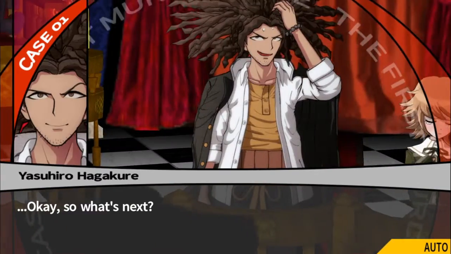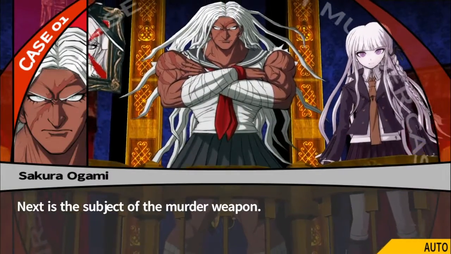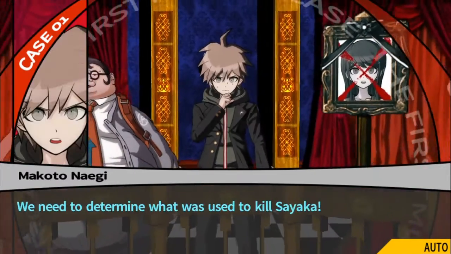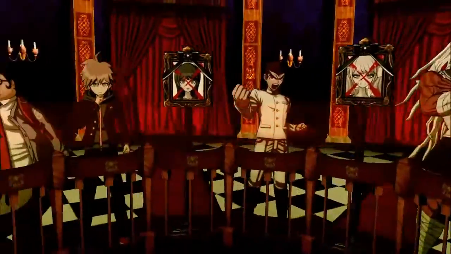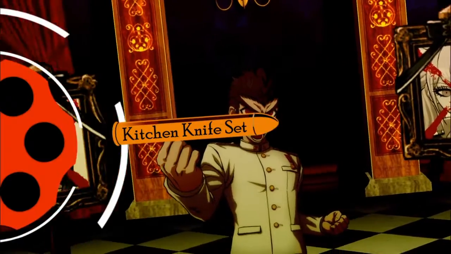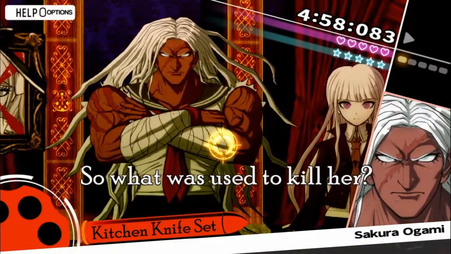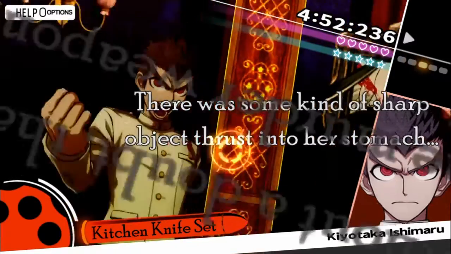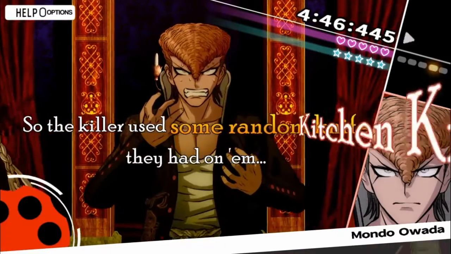Sorry. Okay, so what's next? Next is the subject of the murder weapon. Wow, this is starting to sound like a real trial. So what was used to kill her? There was some kind of sharp object thrust into her stomach. Without a doubt, that is the murder weapon! So the killer used some random knife they had on him.